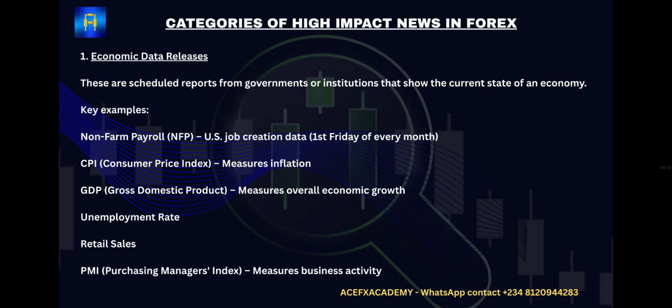So the CPI, like I said earlier, measures inflation. You understand? So if CPI comes out good, it means inflation is not really high, which is good for the economy, good for the currency. GDP is like gross domestic product. It measures the overall growth of an economy. So all these things are news that you see being released, and when they are released, they will affect the forex market. It will affect the currency.